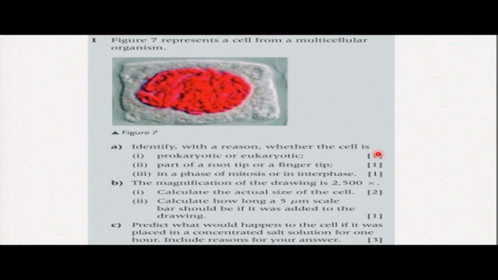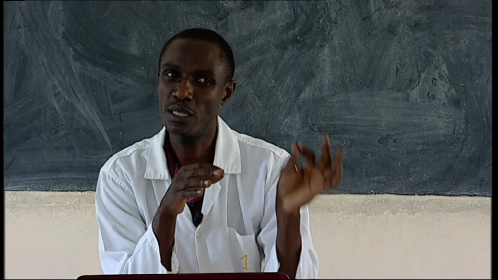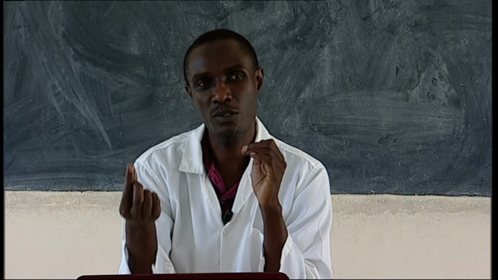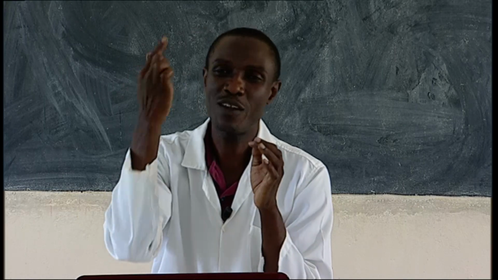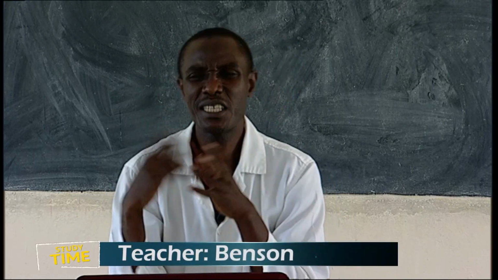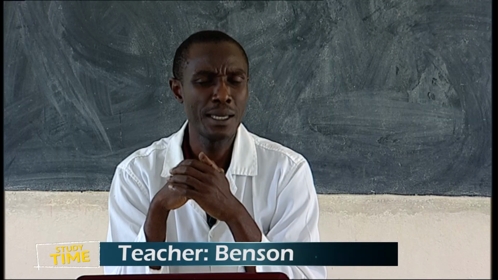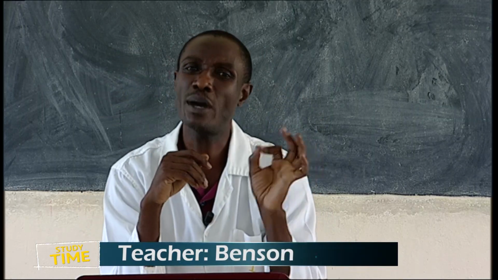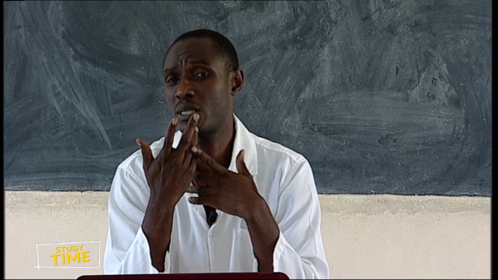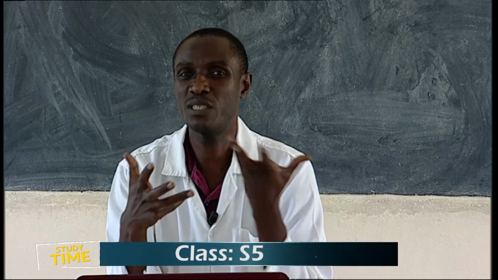2, they're saying part of the root tip or a fingertip. This or a root tip. Now the question should be, how do I categorize these 2 forms of tissues, in the fingers and in the root tip? Is my finger a meristem? Is it a growing end? Is the root tip they are referring to a meristem? And if it's a meristem, what is the level of activity in that?